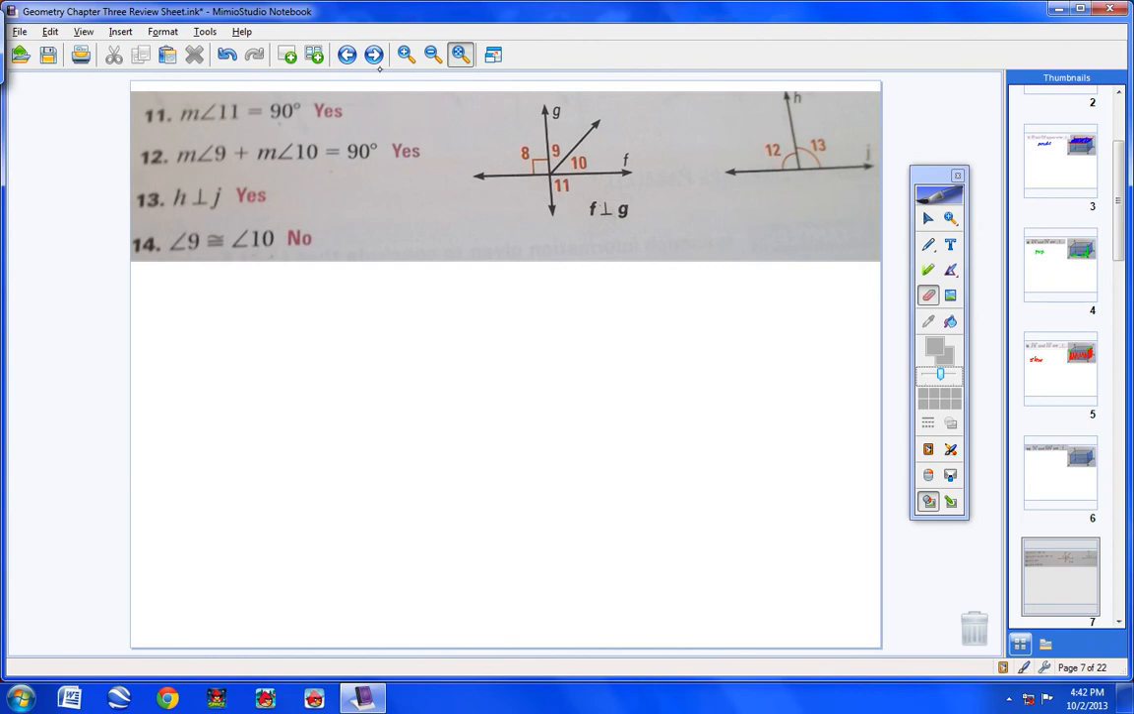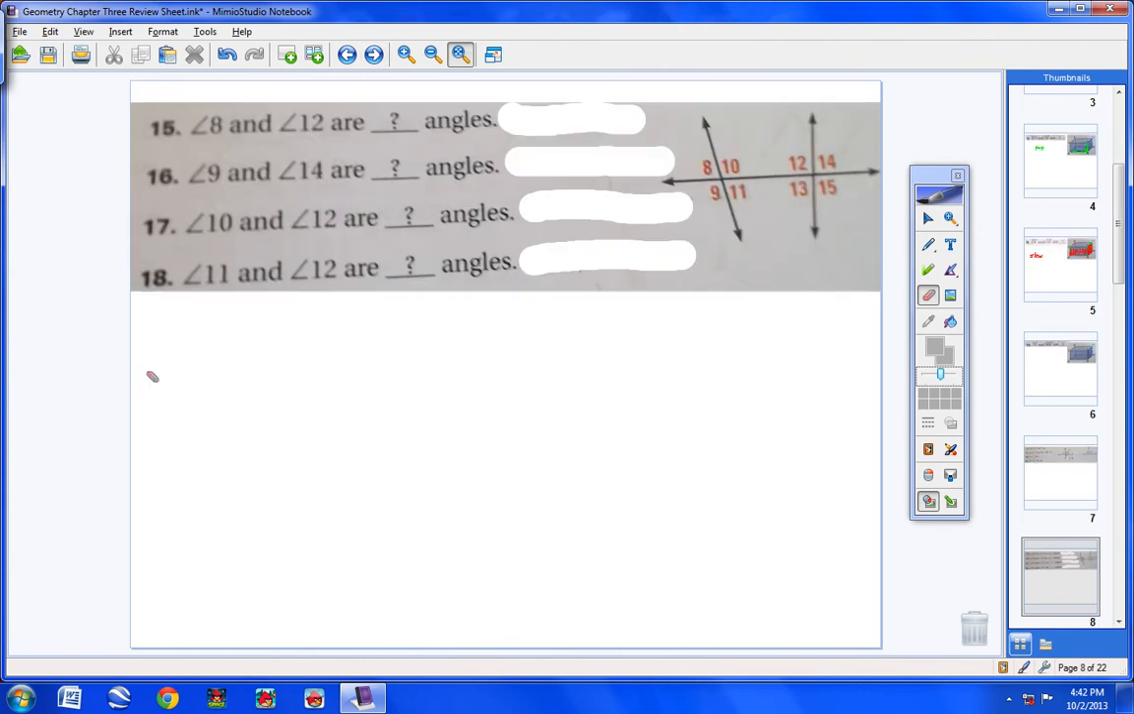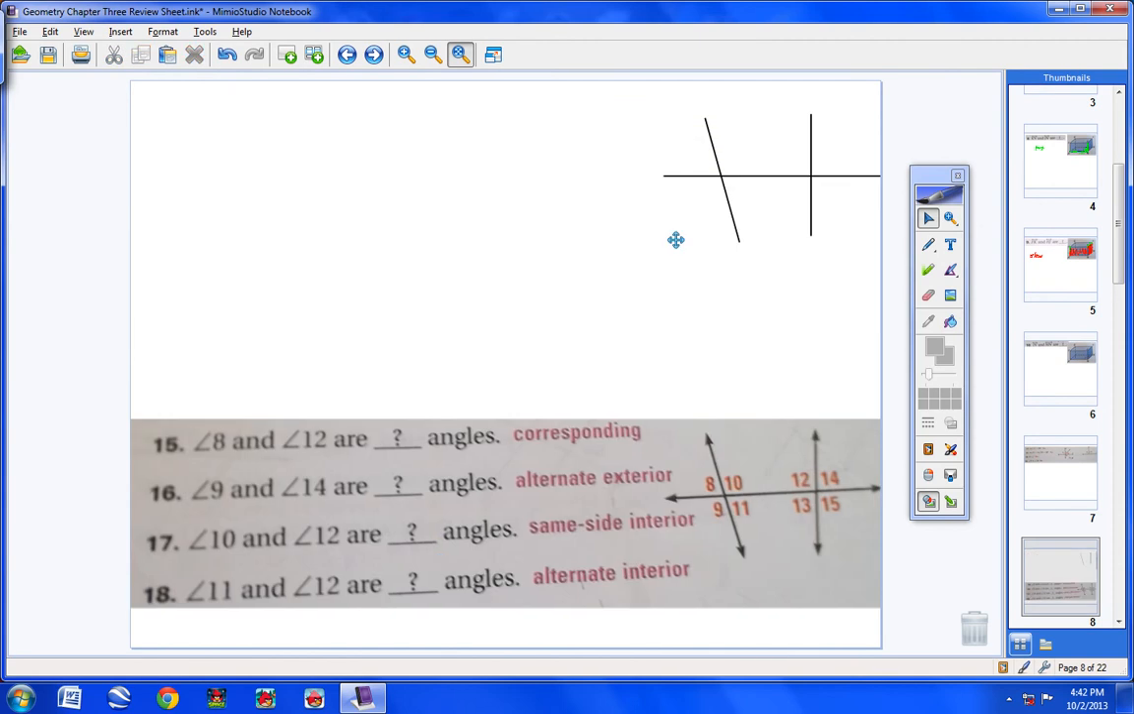Okay, let's move on now to numbers 15 through 18. Now, let me do a little bit of work here real quick. I really like my parallel lines to run horizontally, left to right, not up and down. You guys know this by now, and I should have caught this earlier. So I think what I'm going to do is this, and then this, and then this, and then that.